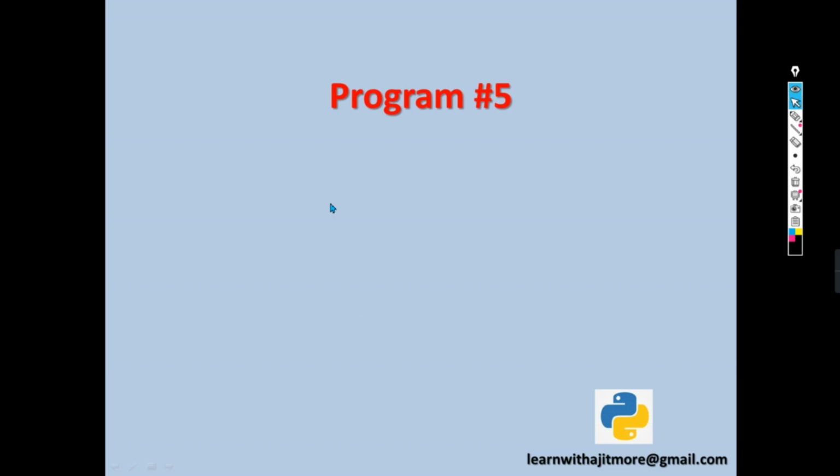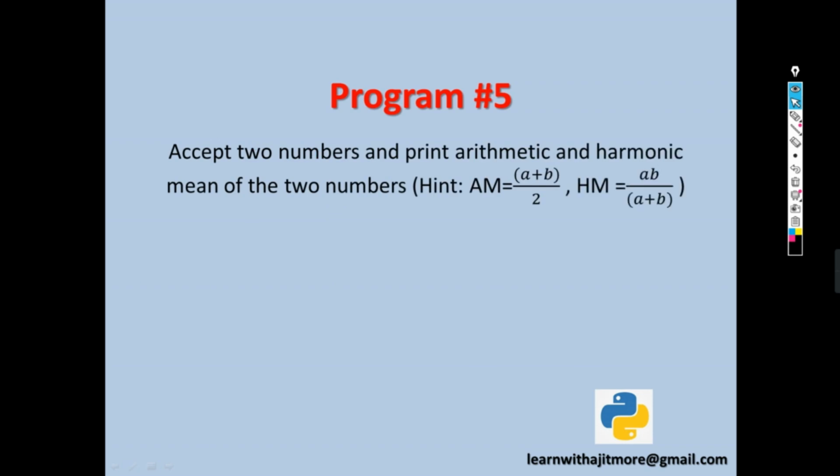Okay, so one more program we will see: accept two numbers and print the arithmetic and harmonic mean of these two numbers. Okay, we have to accept two numbers and we are supposed to print the arithmetic mean and the harmonic mean. Now arithmetic mean is (a plus b) by 2 and the harmonic mean is a into b divided by a plus b. Okay, so let's quickly solve this.